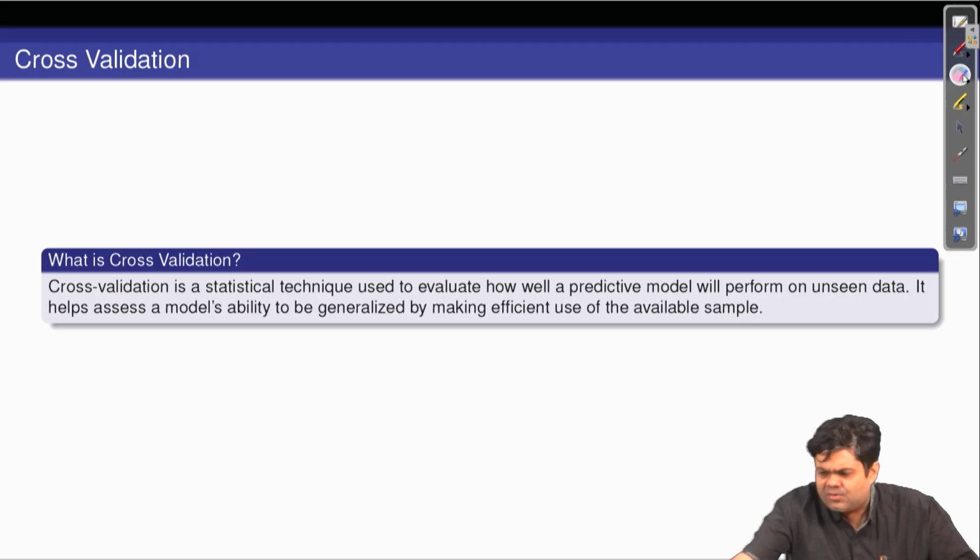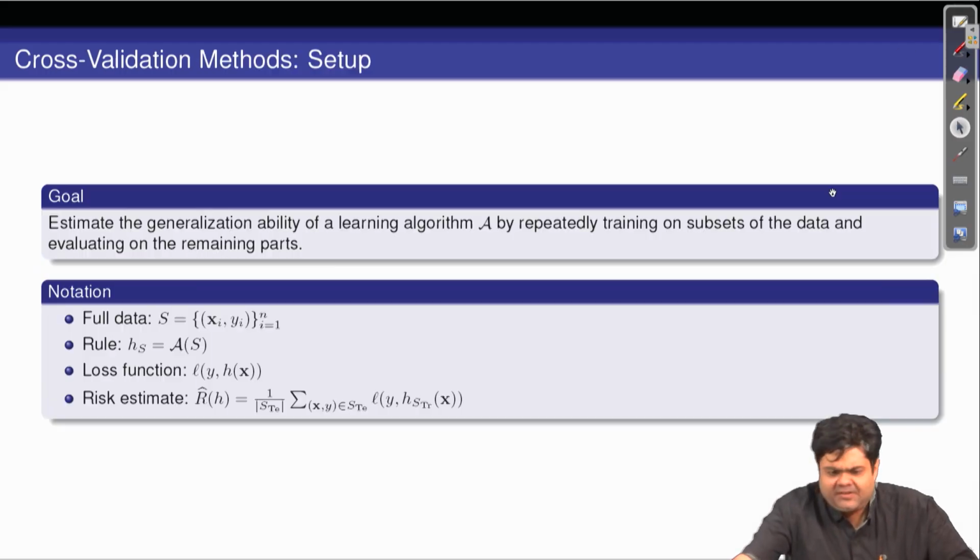So, now let us get into the specific methods. First, let us just recall quickly the cross validation setup. You have this full data (x_i, y_i), i running from 1 to n. You are building a rule for predicting y based on x, based on a particular sample, in this case this given data, and you have this loss function.